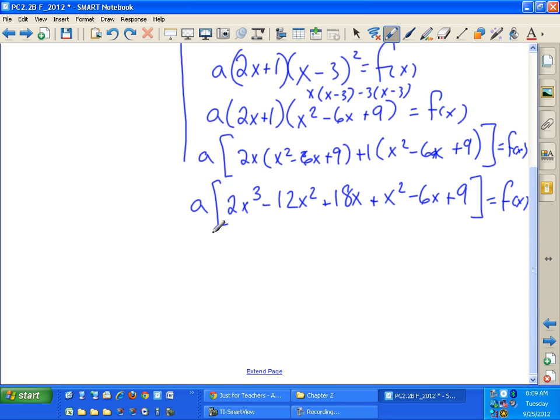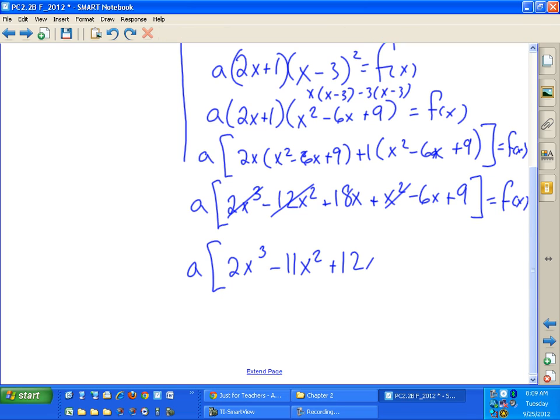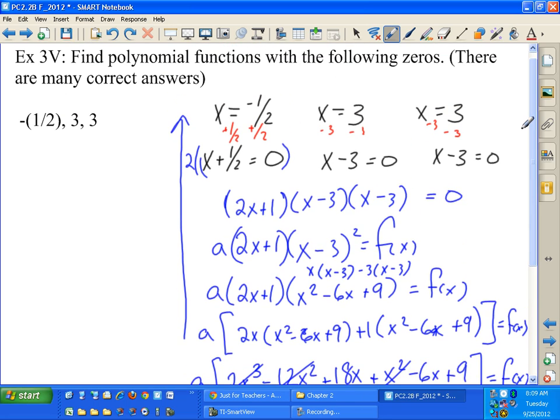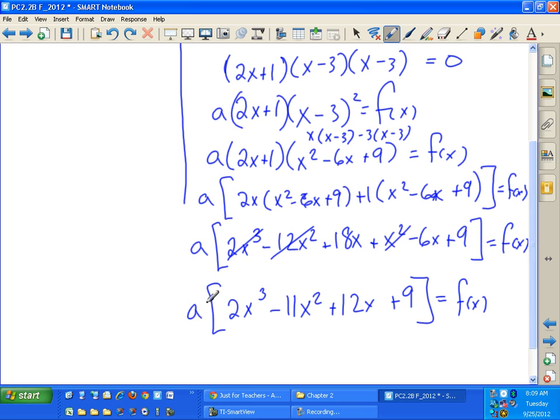And so really the only thing left to do is to combine my like terms, and so it's going to be some a value times 2x cubed, and then I'm going to cross out so I keep track of what I've done here. I've got negative 11x squared, dealing with my x squareds. I've got 18 minus 6, which gives me 12x, and then plus 9. And so there is the function that, if I factor it, I will end up with my solutions. The a value in this case could be 1. We don't know what it is. It could be any number, but we don't know exactly what it is yet. But this is the generic form of the function that we're dealing with.